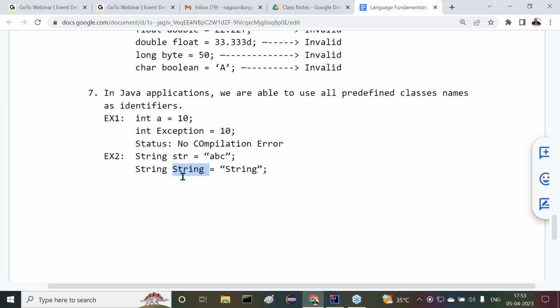String is a predefined class name, a normal class name, and it is part of the syntax. But in place of str, I gave string. Not only string, I can use exception, or wrapper class names like integer, or ArrayList. Anything we can use, no problem. But I want to give string, and fortunately the value is also string. All are string, still it is valid. I will show it in a program. Right, now the status is no compilation error, and I am able to provide outputs.